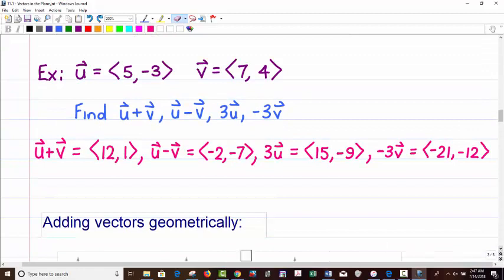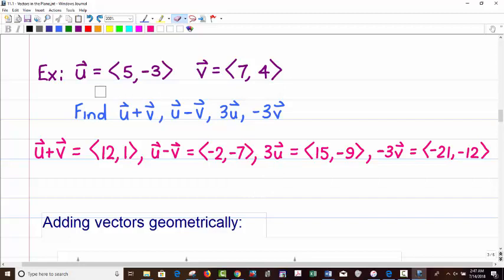All right, this is pretty easy. So u plus v, just add the components. 5 plus 7 is 12. Negative 3 plus 4 is 1. U minus v, I didn't even do it as u plus a negative v, but I could have. I just subtracted. 5 minus 7 is negative 2. Negative 3 minus 4 is negative 7.